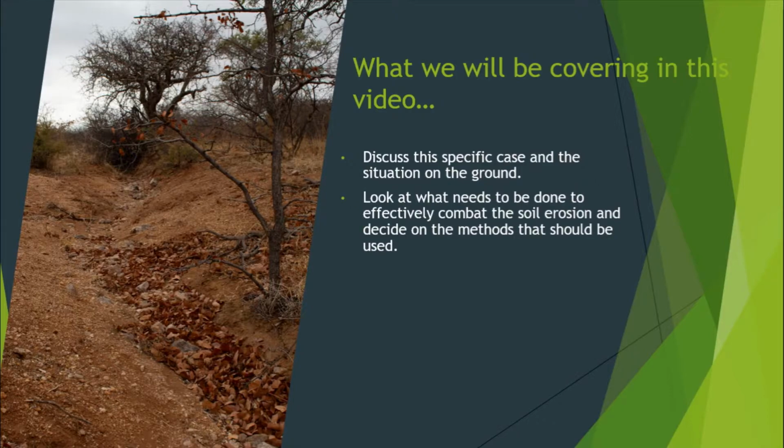Then we are going to look at what needs to be done to effectively combat the soil erosion, and we're going to discuss what methods we could apply. But to do this, we also have to consider the financial situation and the funds available to us, and of course this will also dictate what methods we can actually use and what are out of context in this situation, because we have to look at the funds we have and the situation on the ground to decide what methods we are going to use.